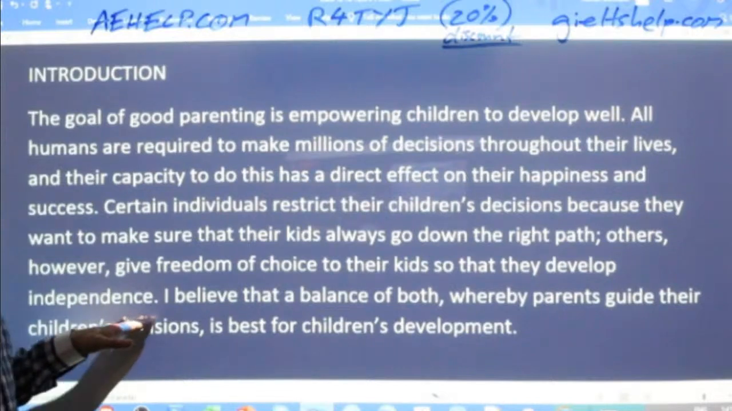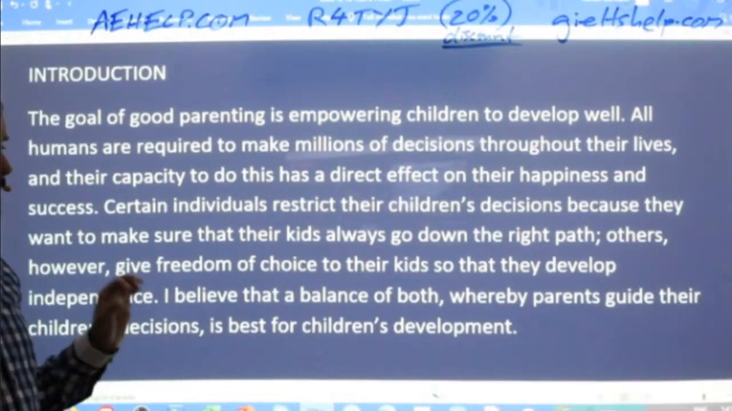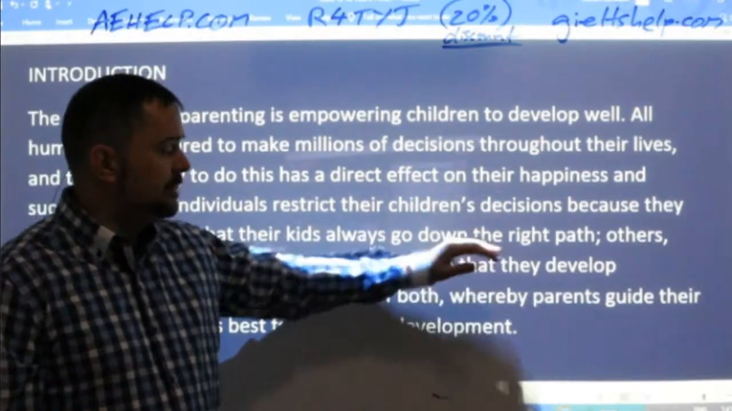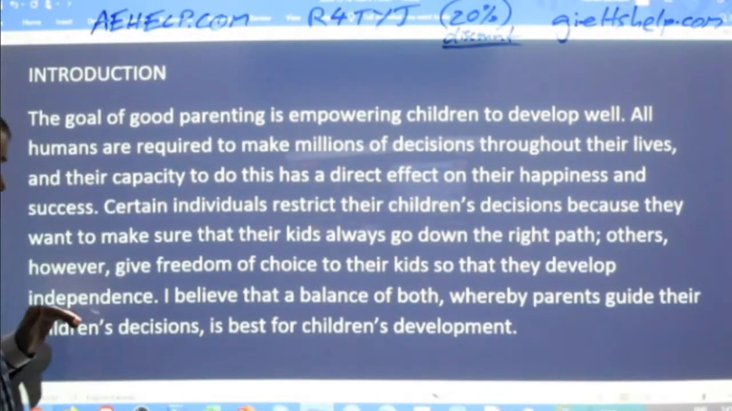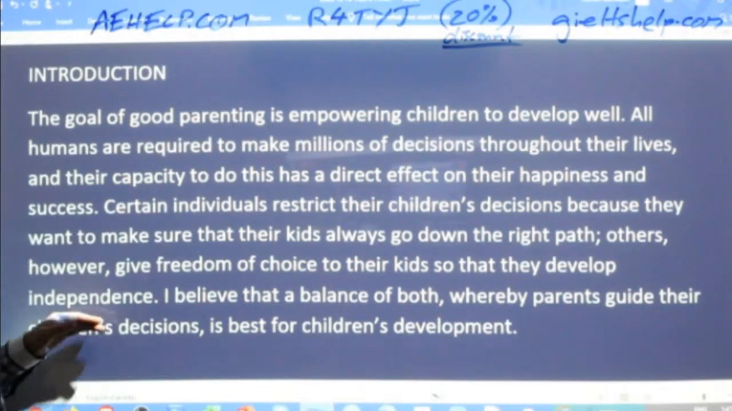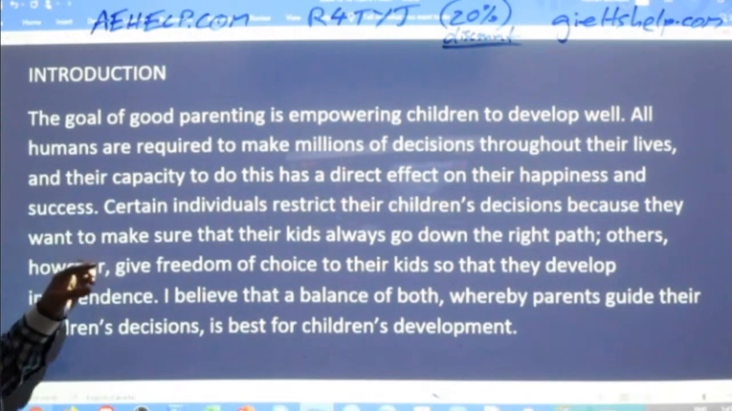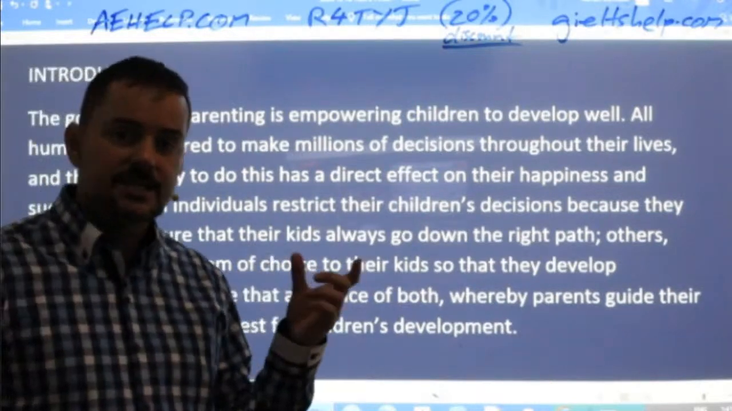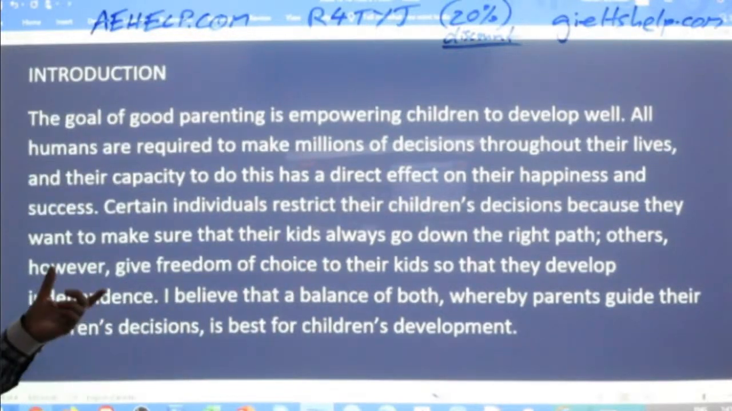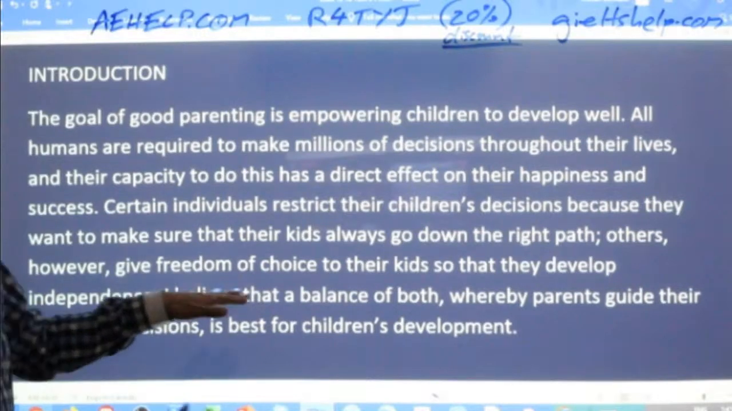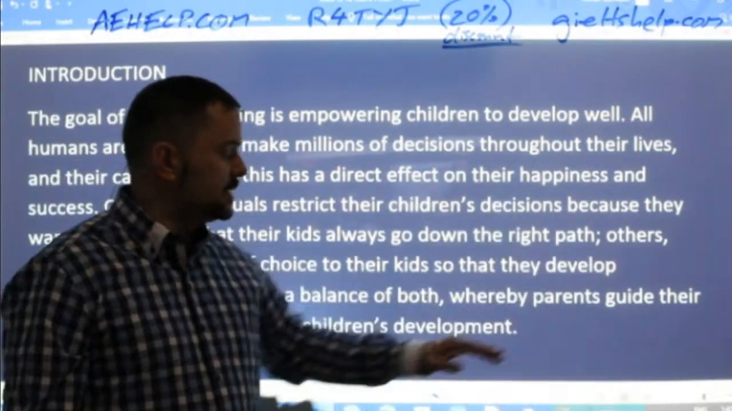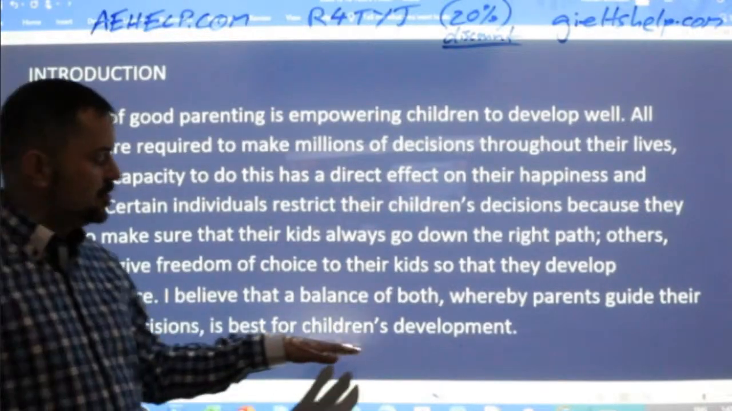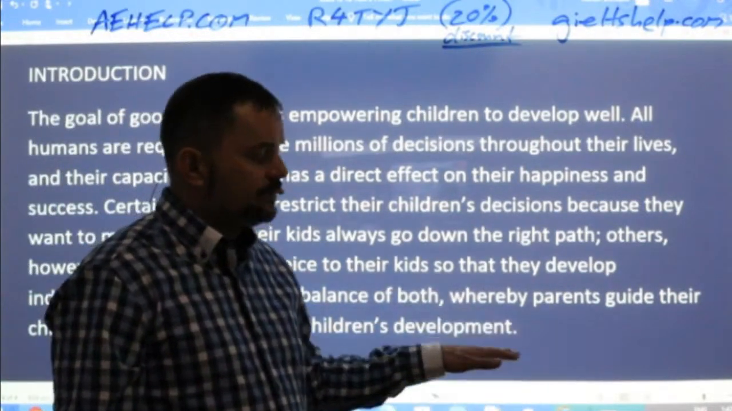Okay. So here I'm simplifying. I don't want to include too many ideas. So correct path and develop independence. Those are my arguments for the two sides, right? Remember the question says discuss both sides and then give your own opinion. I believe that a balance of both whereby parents guide their children's decisions is best for children's development.